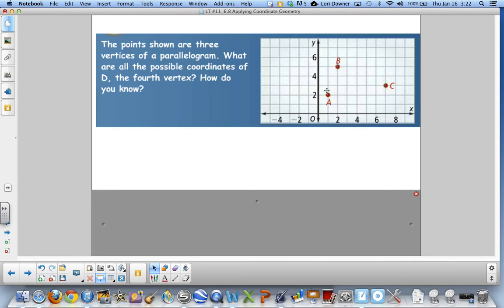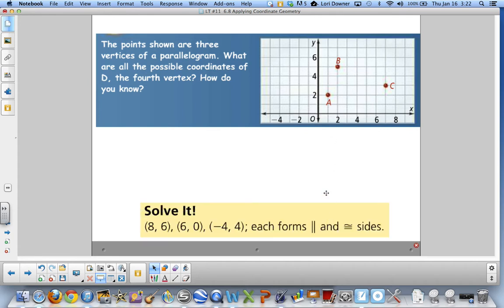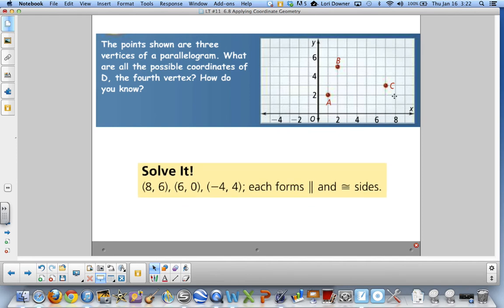So if I'm doing a parallelogram here, you can see that I could have a point down here. I could have another point. There's 3 different situations. I could have one at 8, 6. I could have a point up here, making a parallelogram. I could have one at 6, 0, making this parallelogram. I could have one here at negative 4, 4, making this parallelogram.